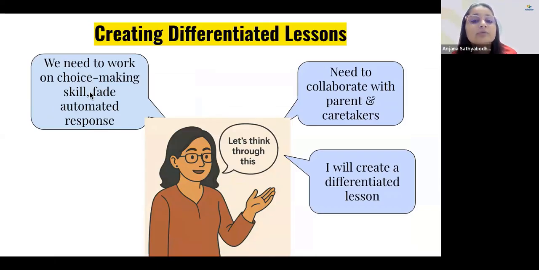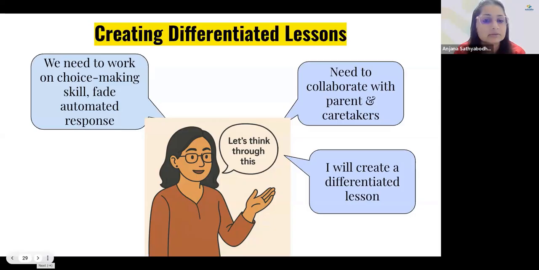So we figured that we had to work on choice making skill for that particular student, and fade the automated response, like the pointing the child had learned, but then just randomly pointing, not thinking and pointing. So that was some skill that we needed to work on. So we had to collaborate with the parent as well, and differentiated lessons were also made for this particular student.